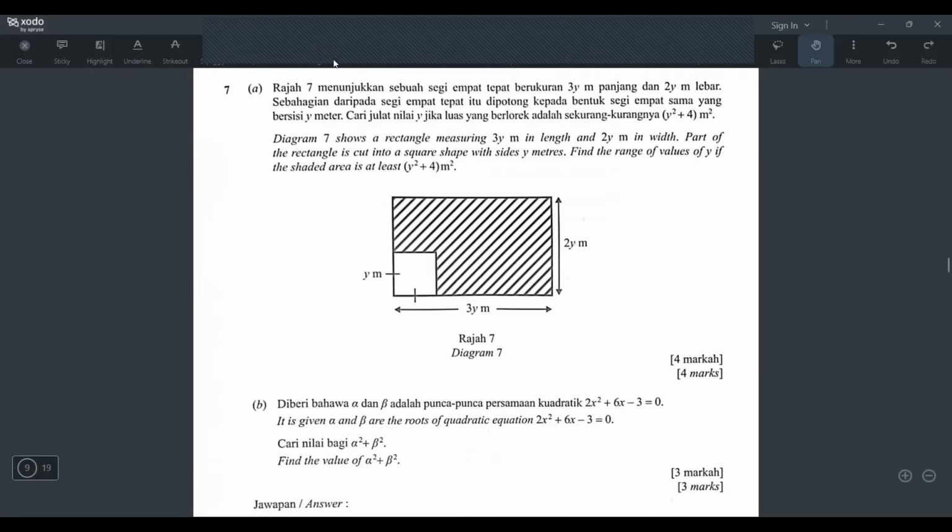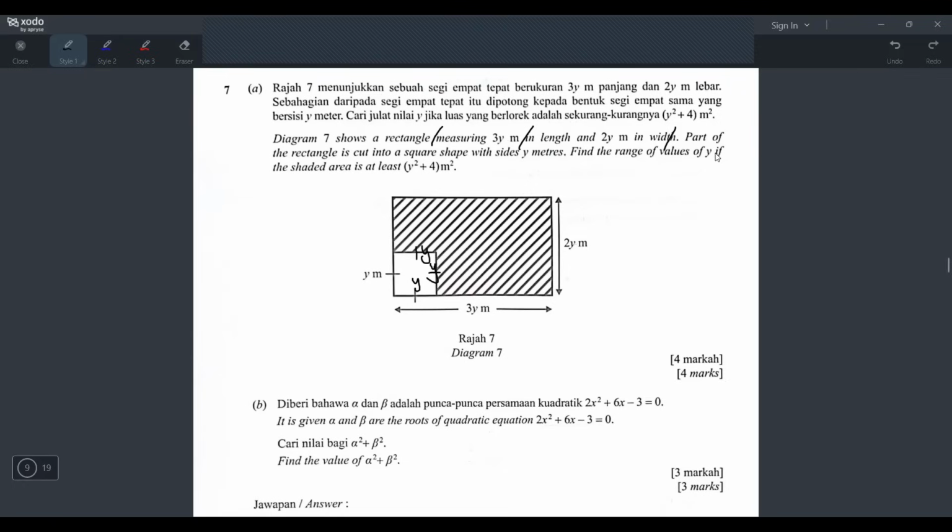Very simple. Okay, let's do number 7. Let's read. Diagram 7 shows a rectangle measuring 3y meter in length and 2y meter in width. So 3y is the length, 2y is the width. They are all in meters. Part of the rectangle is cut into a square shape with sides y meter. So this is a square. So all sides are y, y, y, y. Okay. Cut into a square shape.